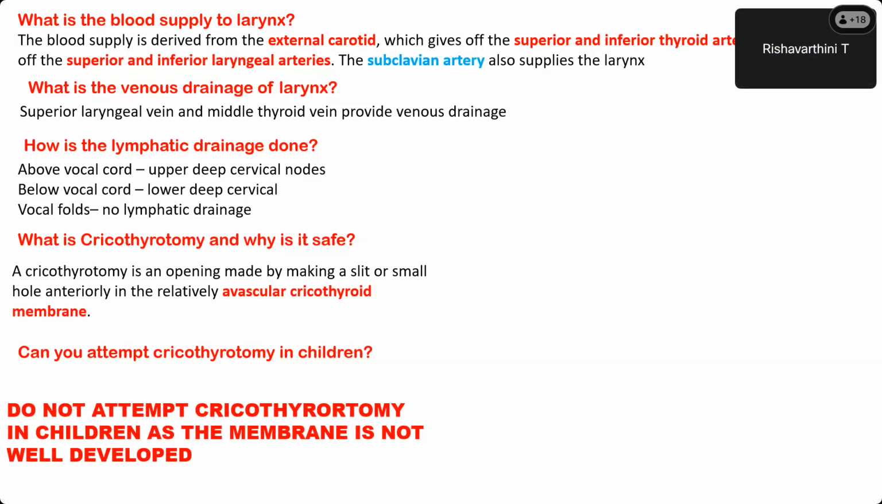So there will hardly be any gap between the thyroid cartilage and cricoid cartilage. That membrane grows, becomes bigger only after the age of 8 years. So up to 8 years of age, children will not have an identifiable cricothyroid membrane. So you will be damaging the cricoid cartilage or thyroid cartilage if you attempt cricothyrotomy. Okay.